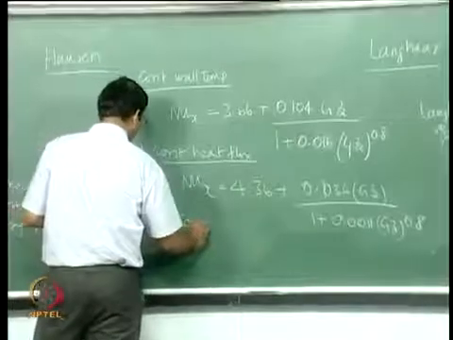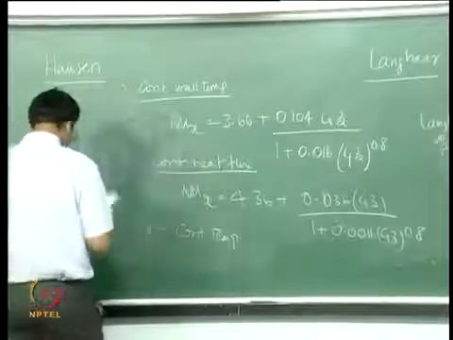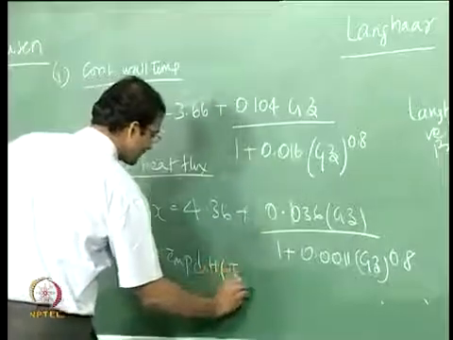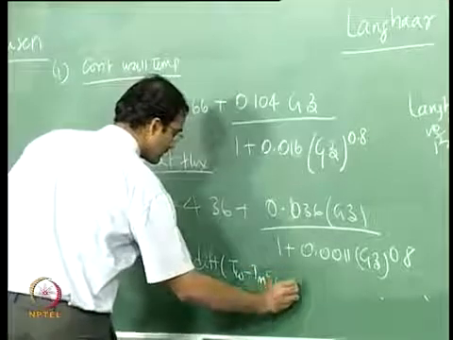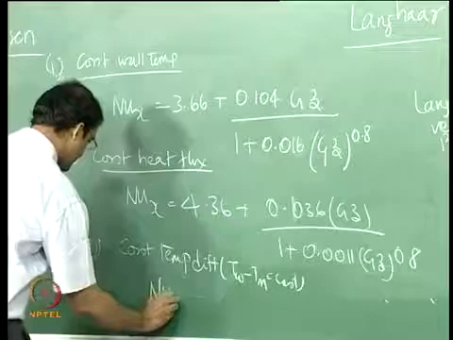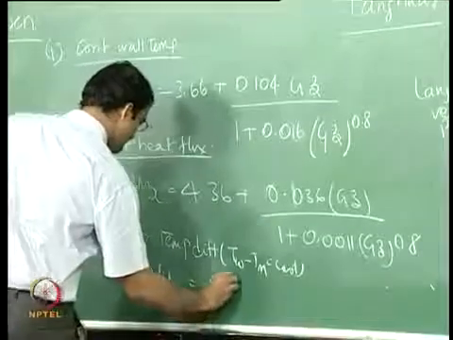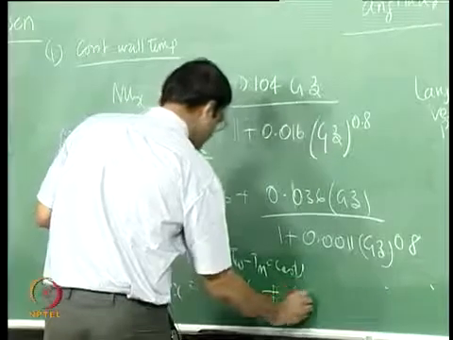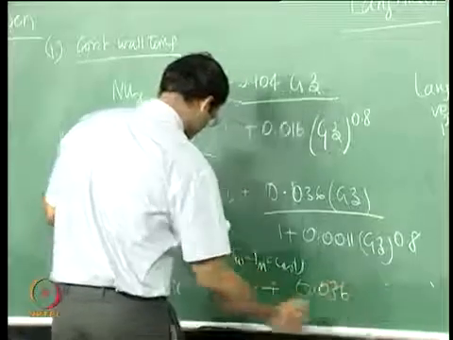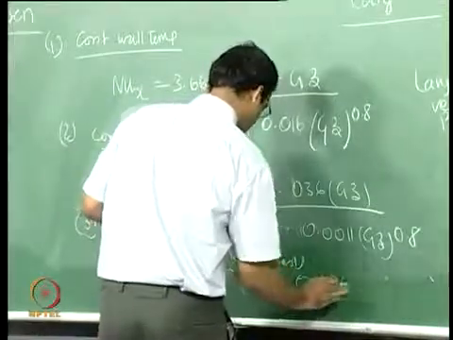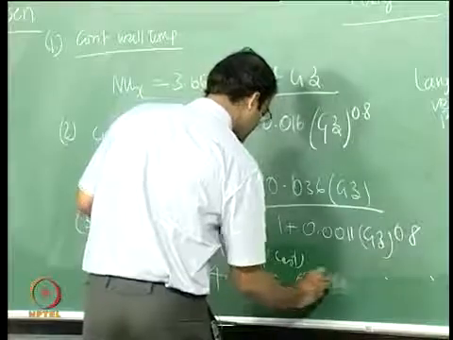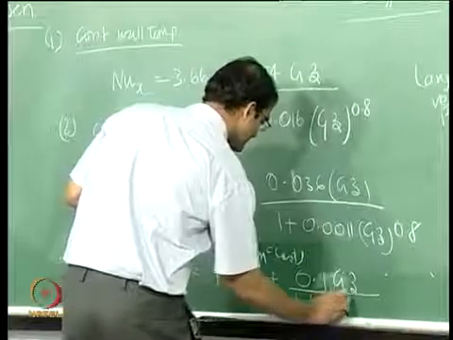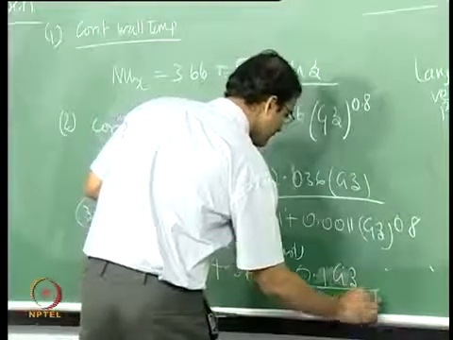And finally he also did it for constant temperature difference. Okay, the constant temperature difference is basically defined as T wall minus Tm is constant. So for this he got 4.36 plus 0.036 Graetz number, 0.1 into Graetz number divided by 1 plus 0.016 Graetz number to the power 0.8.